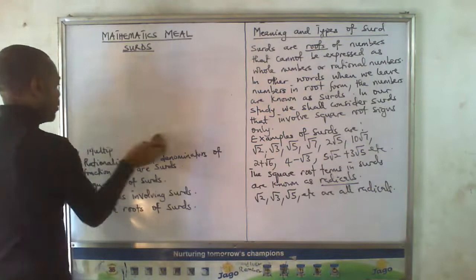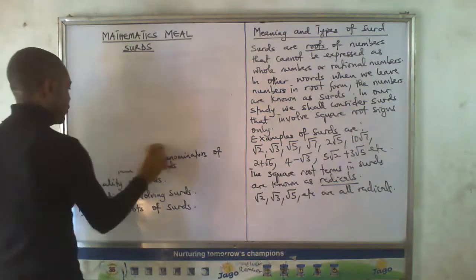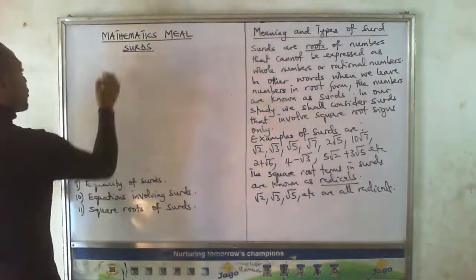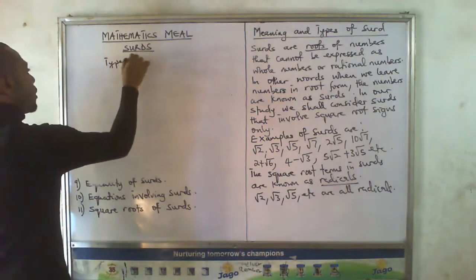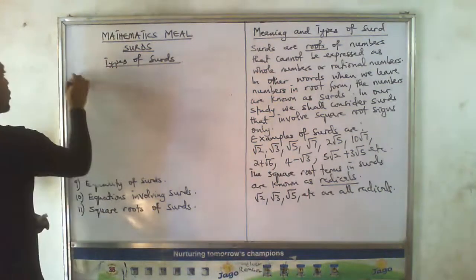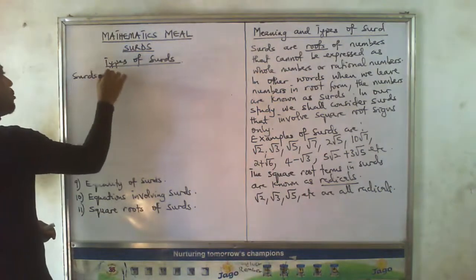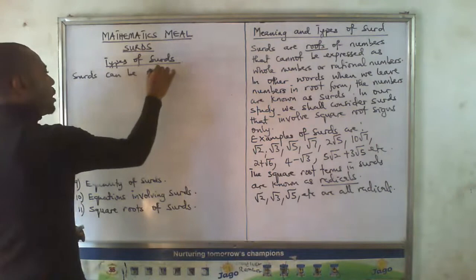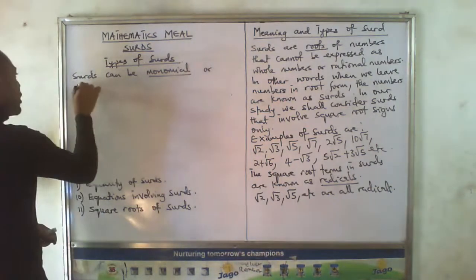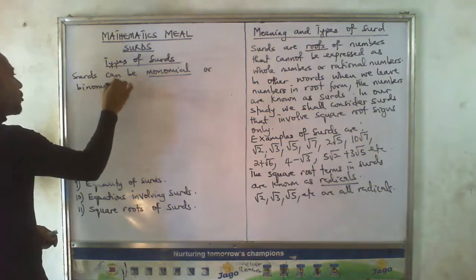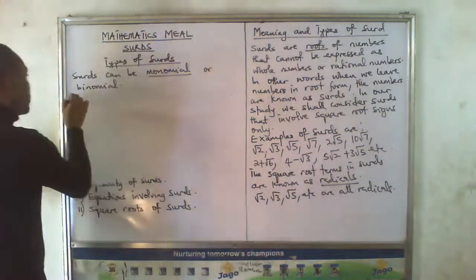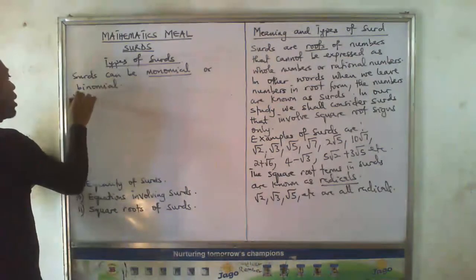Types of surds. What are the different types of surds that we have? I believe you have taken down the objectives. So let's look at types of surds. Surds can be monomial or binomial. So surd can be monomial or what? Binomial.